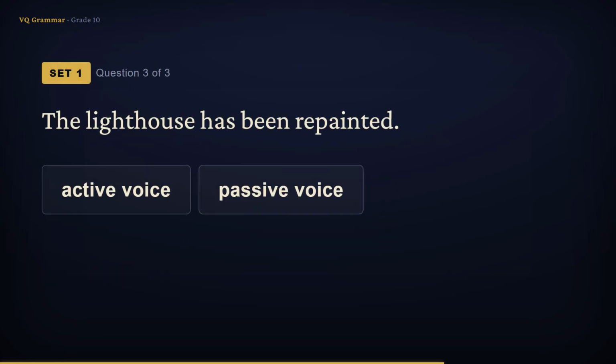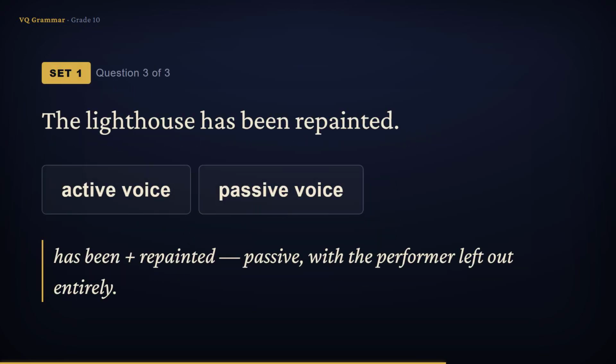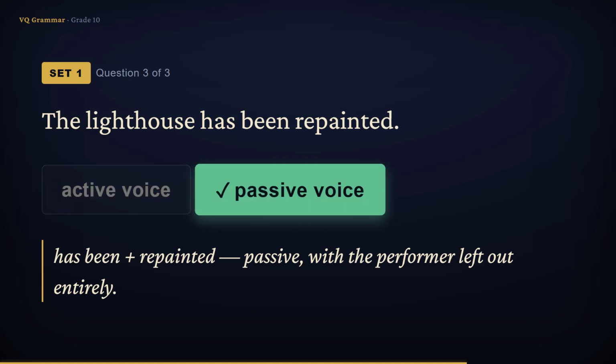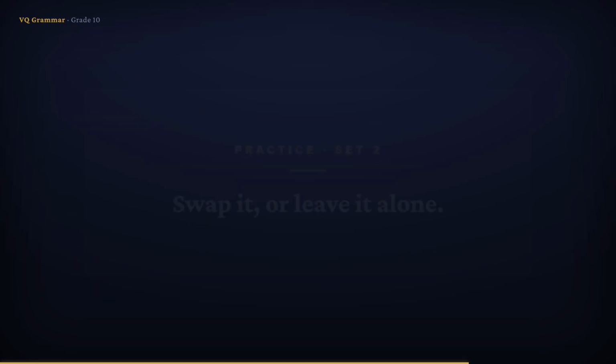The lighthouse has been repainted. Careful here, there is no by phrase, so it is tempting to call it active. But look at the verb, has been, a form of be, plus repainted, the past participle. And a lighthouse certainly cannot repaint itself. The subject is receiving the action, and the performer has simply been left out. This is the passive voice.